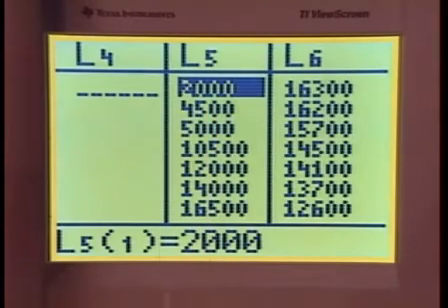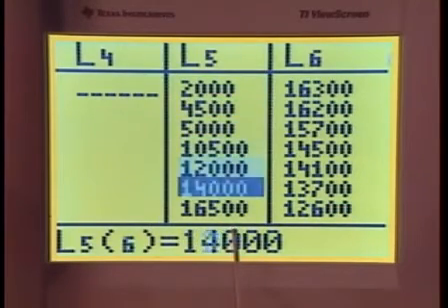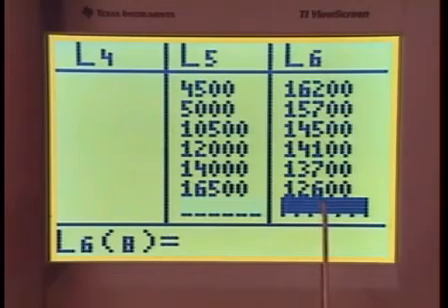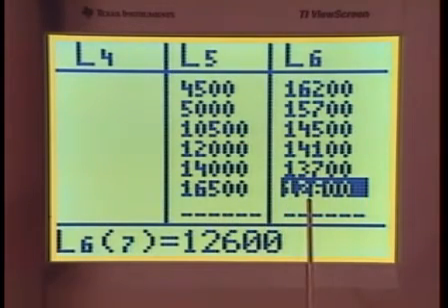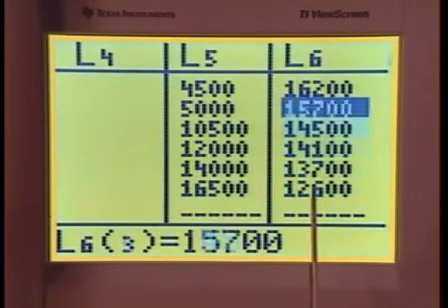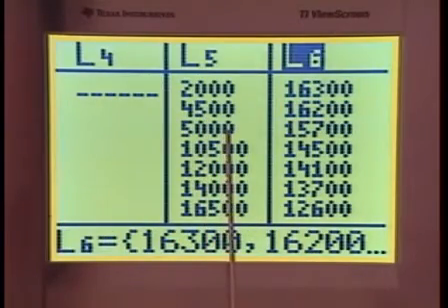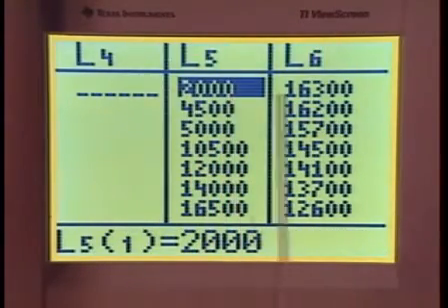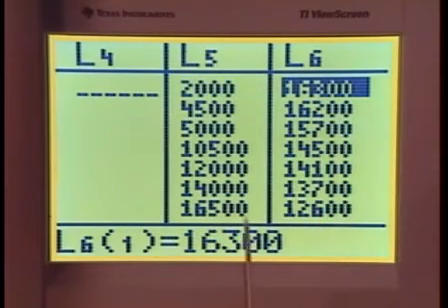Under L5, you have the mileage of the used cars that Christopher found in the newspaper. And in the right column, L6, you have their corresponding prices. So at 16,500 miles, the cost was $12,600. If I go to the top of the list, here we have 2,000 miles, and that cost $16,300. We notice that as the mileage increases, the price decreases. That's logical. It will be a line that falls or drops or has a negative slope.